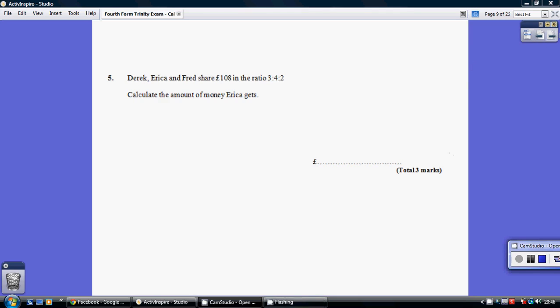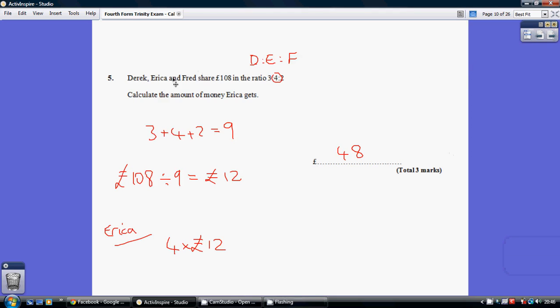Question 5. So just read the word carefully. We are sharing £108 across all three. So it's the classic straightforward ratio question. So start off by working out how many parts there are in total.